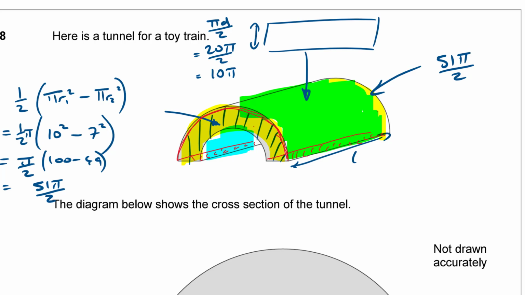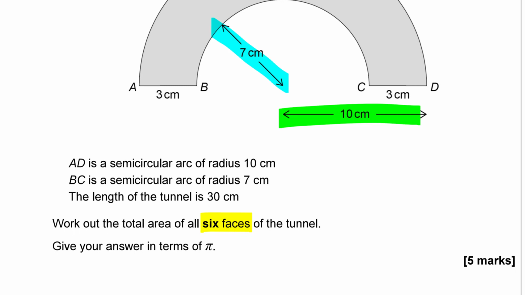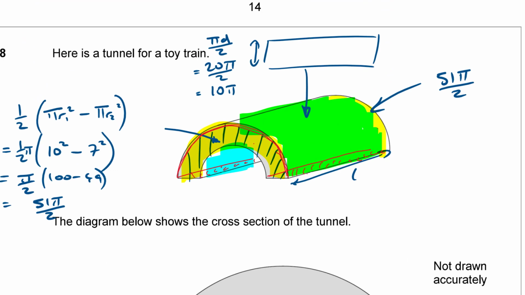Yeah, and then the length of the tunnel was 30 centimeters. So from here to here is 30, and from there to there is 10 pi. So then the area of that bit is going to be 30 times 10 pi, which is going to be 300 pi. Okay, so the green part is 300 pi. We're getting there slowly.